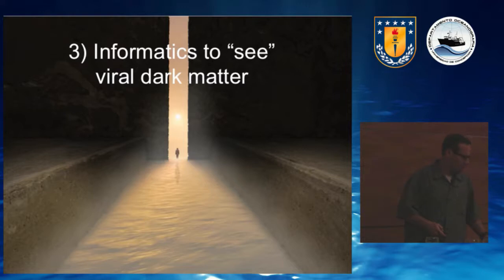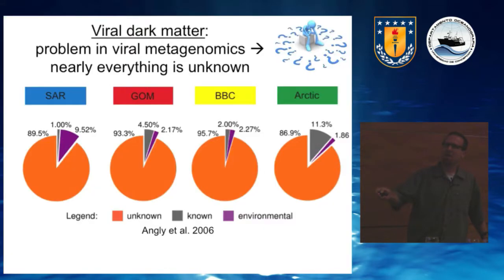A third way we're learning how to see is simply to ask, how do we organize unknown sequence space, or viral dark matter? What is unknown sequence space? If you go out into the environment and you sequence the viruses, 90% of the data are going to be orange here, which means they match nothing in the databases. So these are from 4 sites, the Sargasso Sea, the Gulf of Mexico, British Columbia, and the Arctic Ocean. You can see that about 90% of the data we can't say anything about.